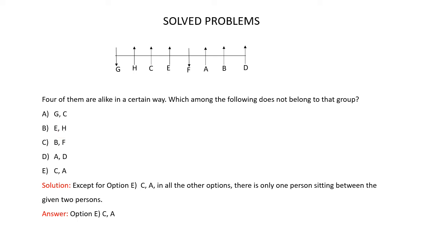Option B is E and H. E and H. Again there is only one person sitting between E and H. Option C is B and F. B and F. Again there's only one person sitting between B and F. Option D is A and D. A and D. Here also there's only one person sitting between A and D. Option E, C and A. C and A. Here there are two persons sitting between C and A. So obviously excepting for option E, C and A, in all the other options there's only one person sitting between the given two persons. So the correct answer is option E, C and A.